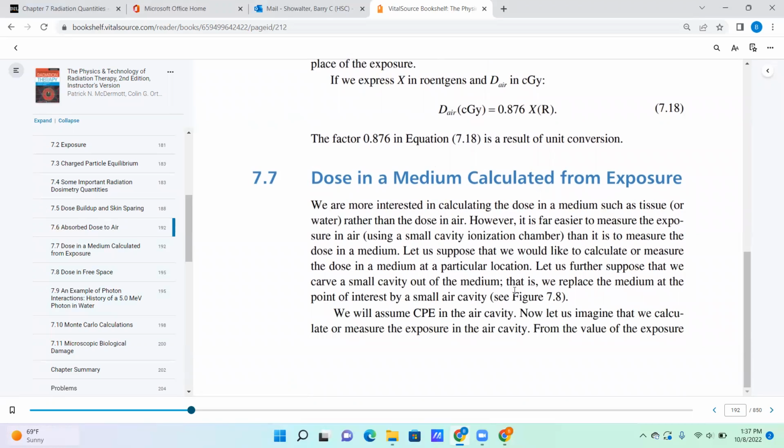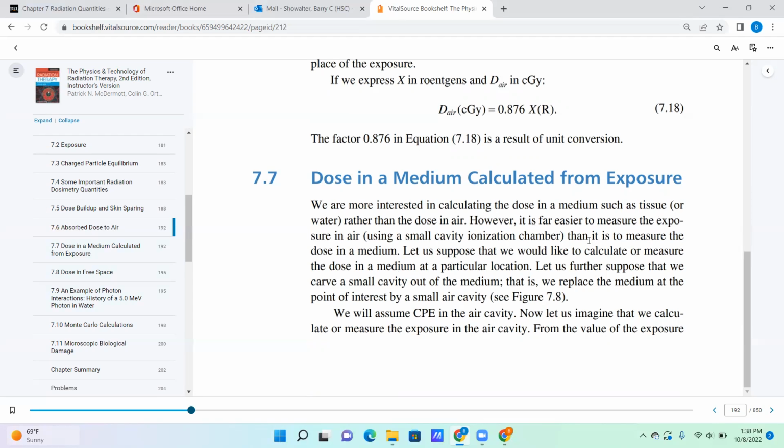So, dose in a medium calculated from exposure. We're not really interested in exposing air. That's not really our point. What we are interested in is knowing the amount of dose in a medium, in tissue. But it's far easier to measure the exposure in air using a small cavity ionization chamber that's used to measure the dose in the medium.